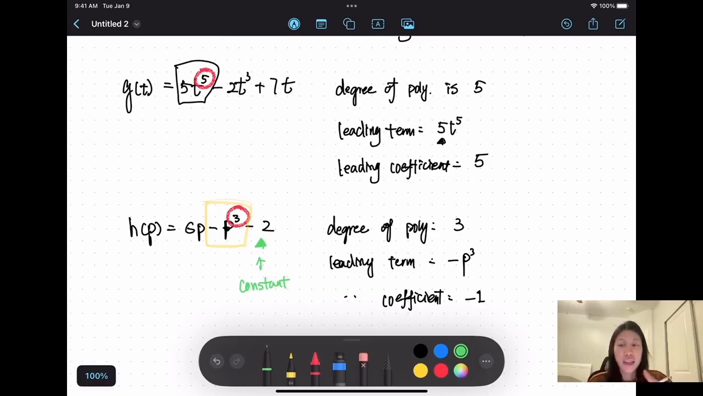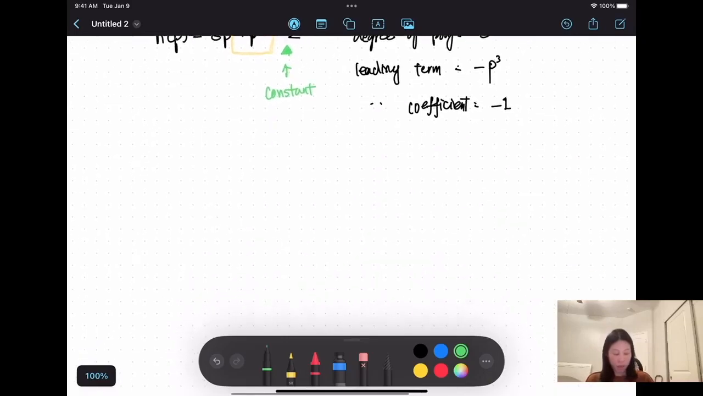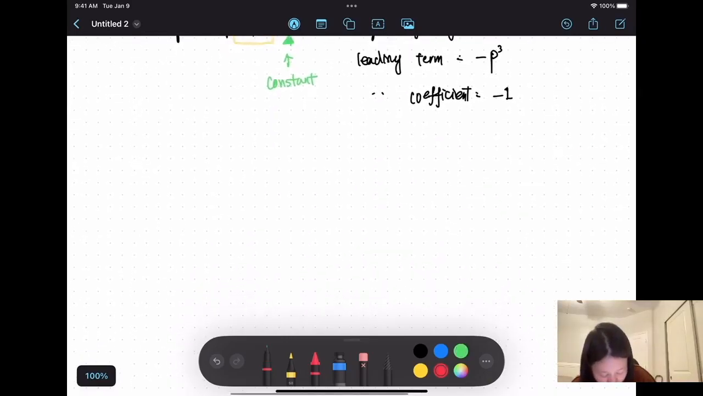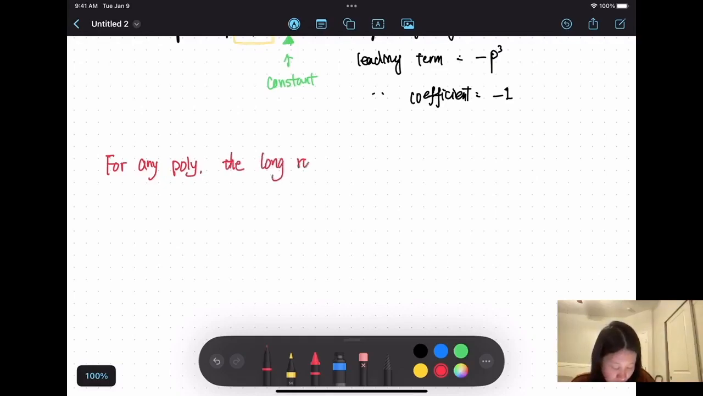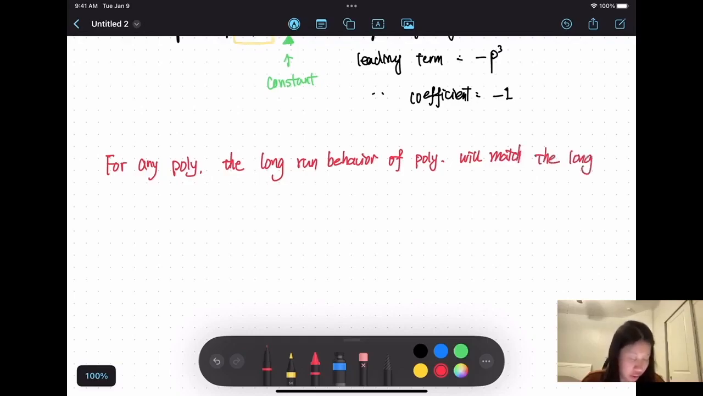So for any polynomial, the long-run behavior of the polynomial will match the long-run behavior of the leading term. I'm going to write that down. For any polynomial, the long-run behavior of the polynomial will match the long-run behavior of the leading term.